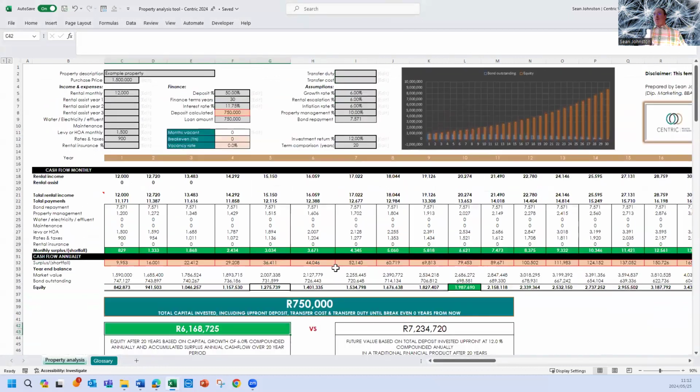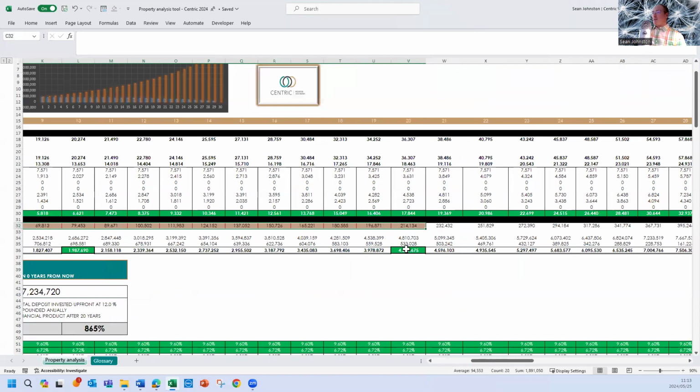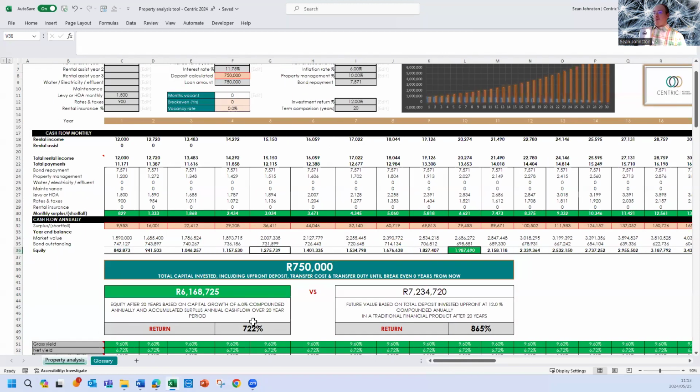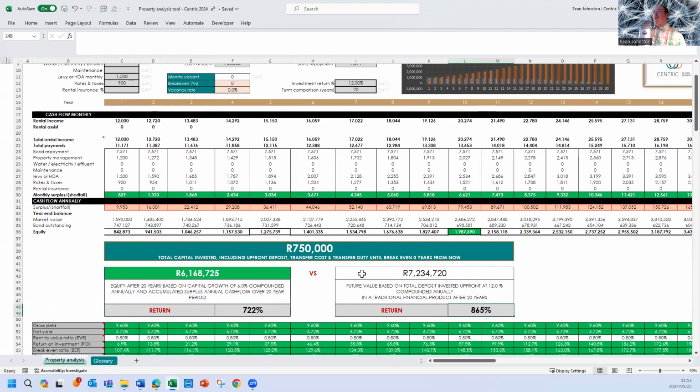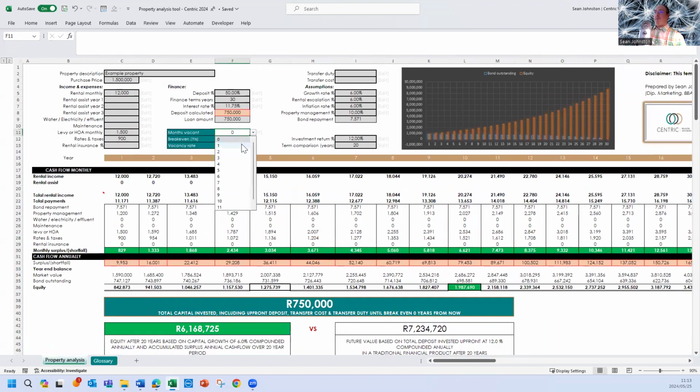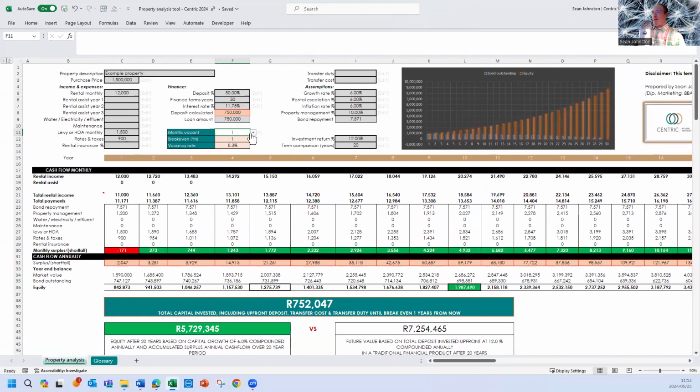So now, because you're compounding at 12% over a 20-year term using exactly the same scenario, it's 6.168 million, which is summing up all the surplus cash flow plus the equity after 20 years, gets you to 722% versus taking the same 750, investing that for 20 years at 12% compounding annually to 865. Now then, if you go and add in a vacancy, you can see at 622 versus 865. So you've got to decide as an investor what opportunity cost makes sense for you.